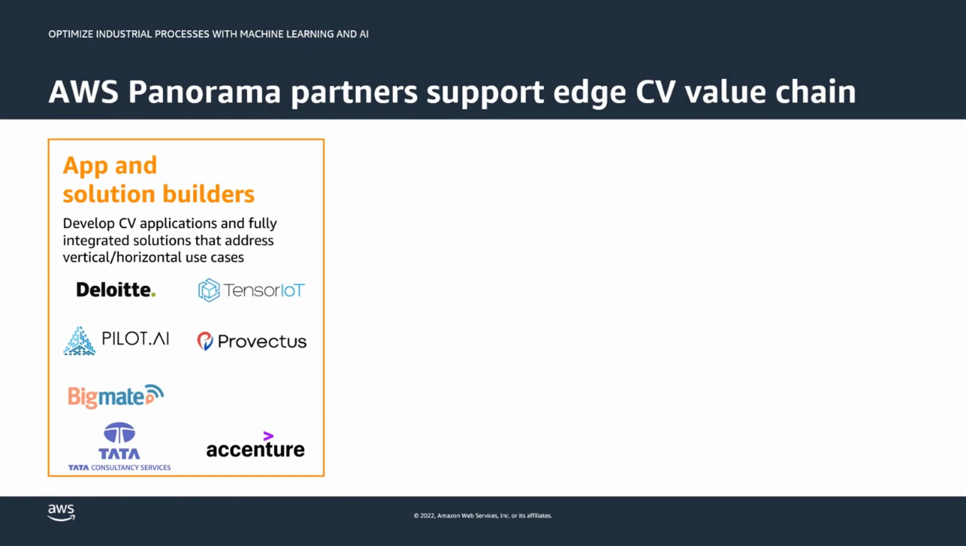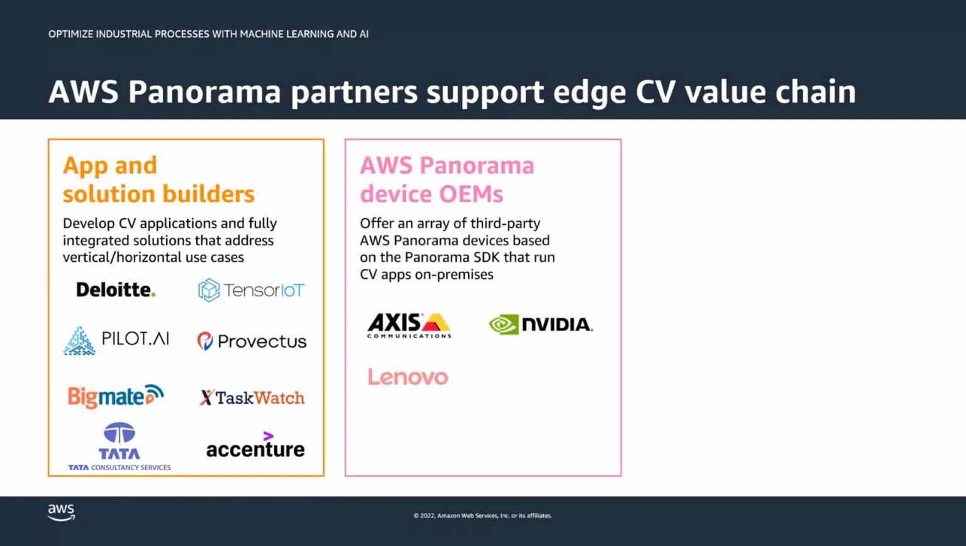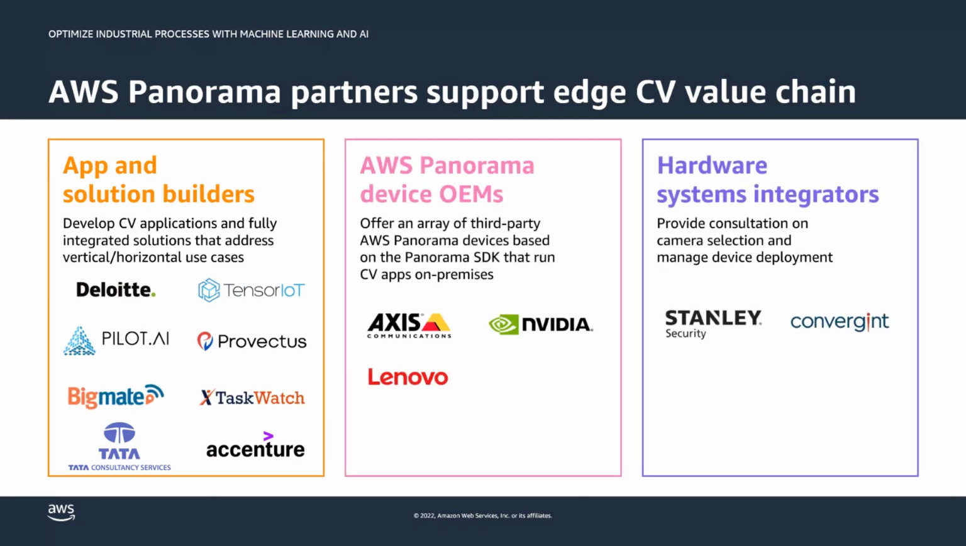And as we mentioned previously, there are, of course, a variety of AWS partners that can assist you with implementing computer vision at the edge, depending on your needs. These include app and solution builders such as Deloitte, TensorIoT, Pilot AI, BigMate, Provectus, TaskWatch, Tata Consultancy Services, and Accenture. Panorama device OEMs such as Axis, Lenovo, and NVIDIA, and hardware systems integrators such as Stanley Security and Convergent.